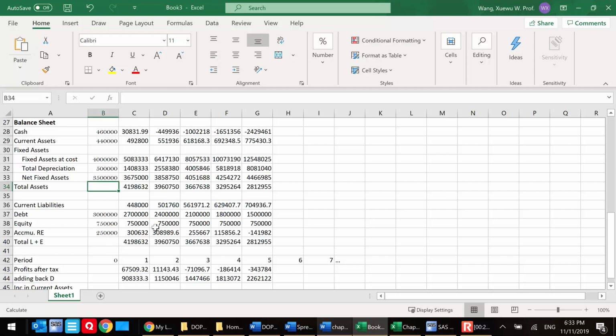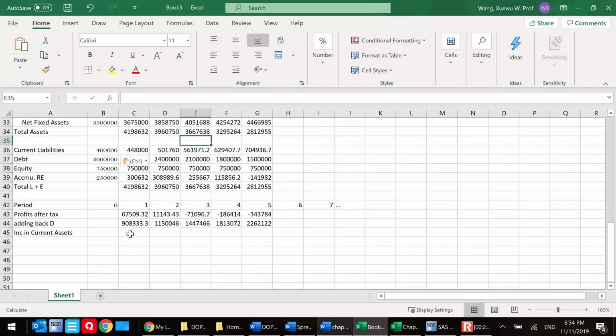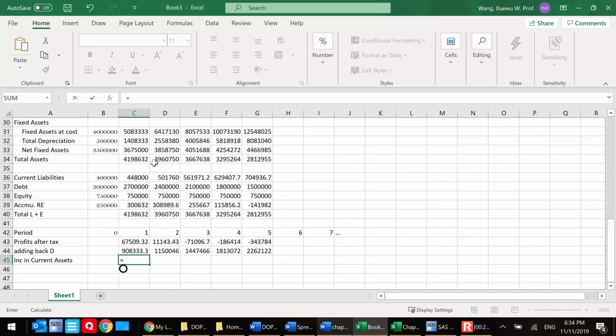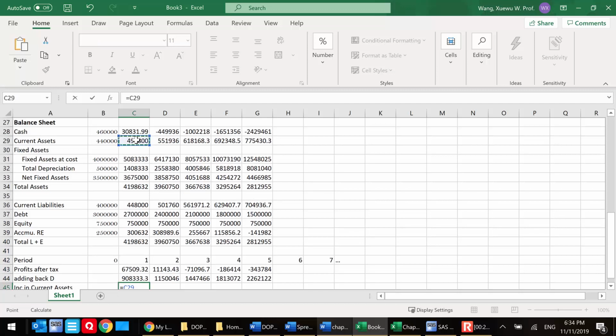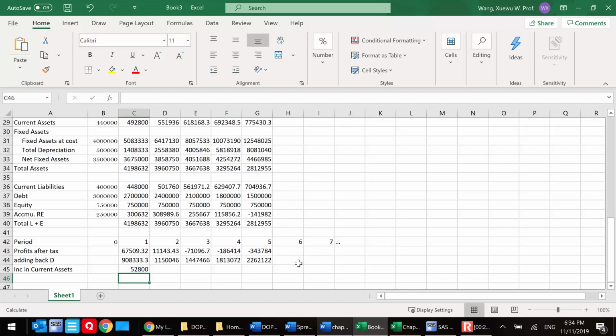All right, I have 2 screens. I'm referring to the other screen. And this is the current liabilities. All right, so now I can actually look at the increase in current assets. So that's going to be current assets in year 1 minus current assets in year 0. Okay, so this is the increase in current assets. All right, so let's look at increase in current liabilities.